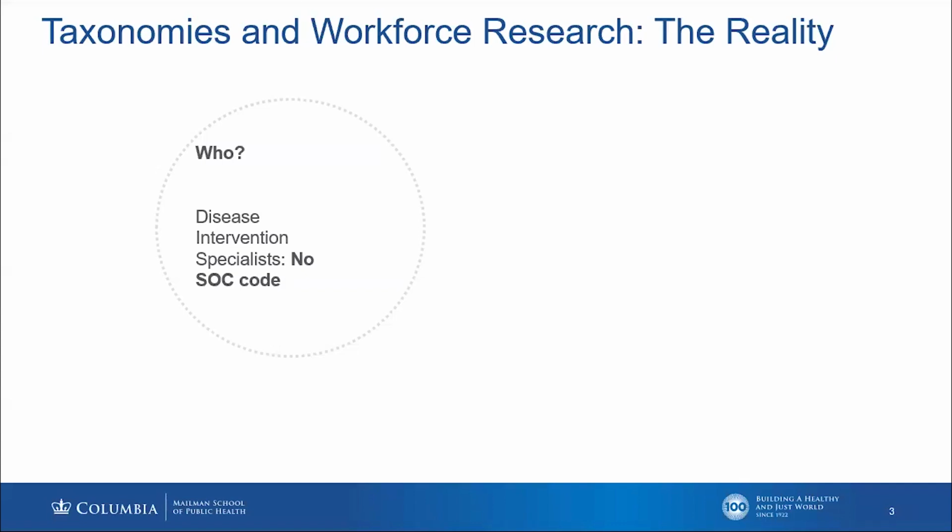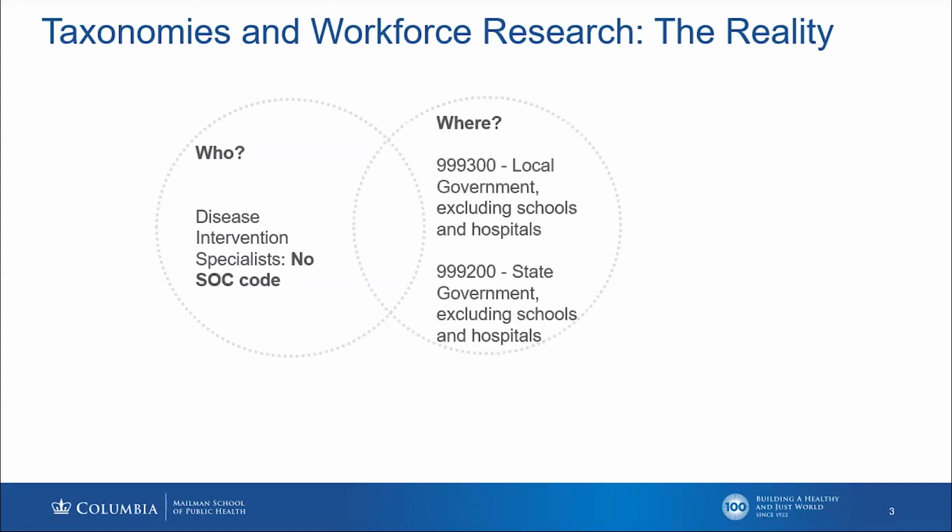So as just an example, here's an occupation, disease intervention specialists who work in health departments. From the research I'm about to show you, we found that they do not have a standard occupational classification code. So that means the federal government would not have any way of telling us how many people are disease intervention specialists. Secondly, the data on where these folks work is also lacking.